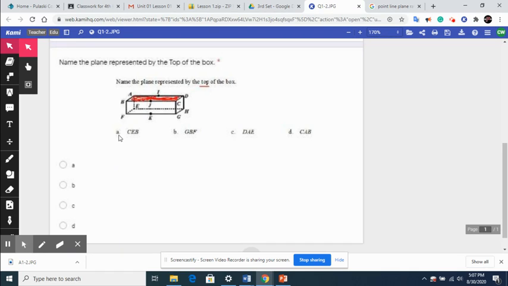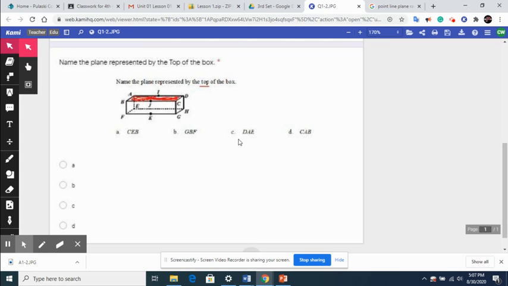Let's look at answer choice A. So answer choice A says we can name that top of the box CEB. Well, let's look. Here's C, here's E, here's B. It can't be A because E's down here at the bottom. It's not up top. So we know A's out. Next one, G, B, F. G and F are at the bottom. It's not up top with A, B, C, or D. So we know that one's out as well.